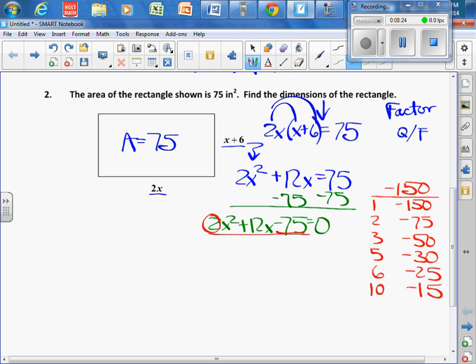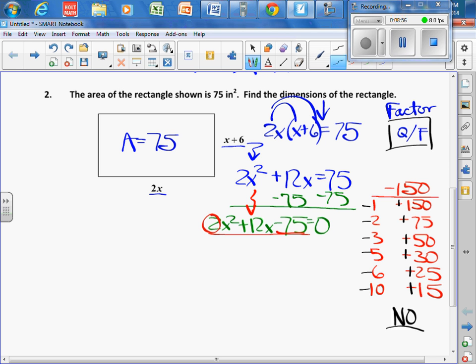Now, do any of those add up to positive 12? Can we get 12 out of any of those? Doesn't look like it. Or even if we change the signs, make all these negatives and all these positives, is there any way we're going to get positive 12 out of those? Since the answer is no, this polynomial cannot be factored. So we're going to have to use the quadratic formula.